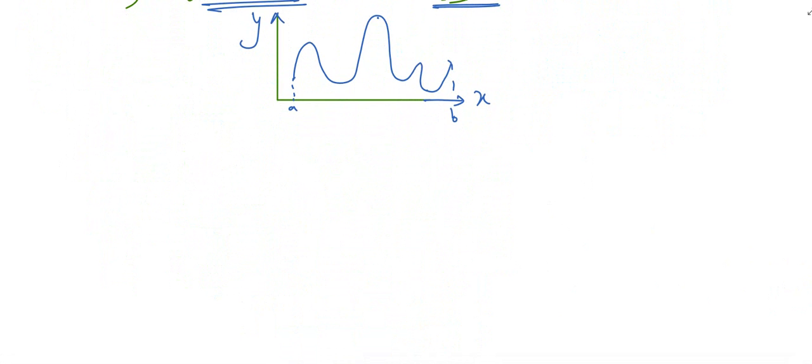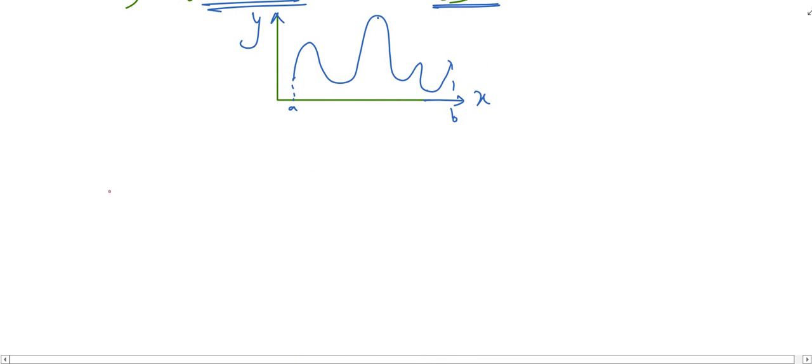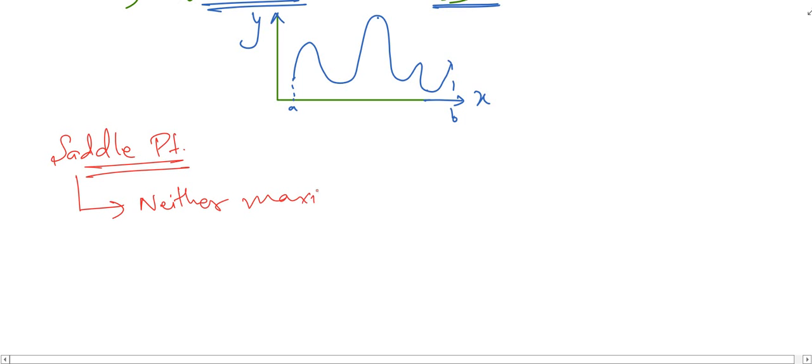So there is a test known as the second derivative test, which is very common and very useful. Before that, I would also request you to ponder upon this point, which is a saddle point. What is a saddle point? It is neither maxima nor minima. That means the situation is quite confusing. The point is neither maxima nor minima, right?